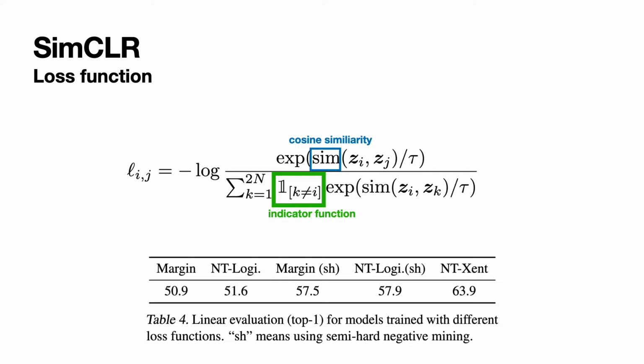To make the comparisons fair, the same L2 normalization is used for all loss functions, and the hyperparameter is tuned. Table 4 shows the results. While semi-hard negative mining helps, the best result is still much worse than our default, the normalized temperature-scaled cross entropy loss.